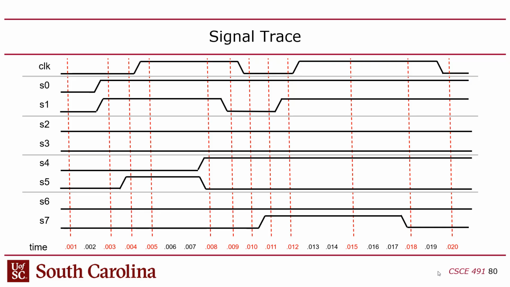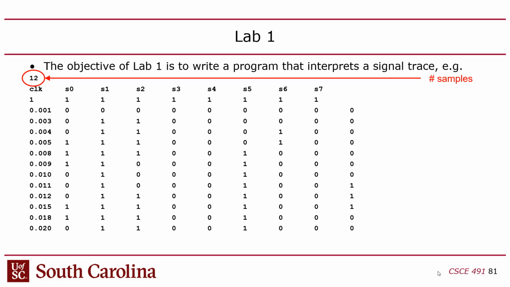That's a good point. Okay, so this is what it looks like internally. This is a text file, and it just has a column for time, and then a column for each signal. The first line of the file is the number of samples, 12. 1, 2, 3, 4, 5, 6, 7, 8, 9, 10, 11, 12. Yeah, sorry, there's 12 samples. The first row is the number of samples. The second row are the column headers, signal names. The third row is the number of bits.